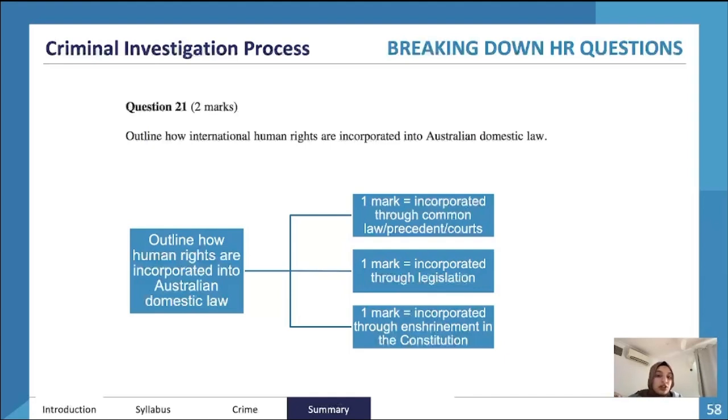You could talk about how it's incorporated into common law with precedents and courts. You could talk about legislation, or you could talk about incorporation through the enshrinement in the Constitution, which are the 3 main ways really that we can get law incorporated into our system. So have a think about how you could answer this question. I'm going to just pause here and give you a bit of time to come up with a response, and then we can continue on from there.